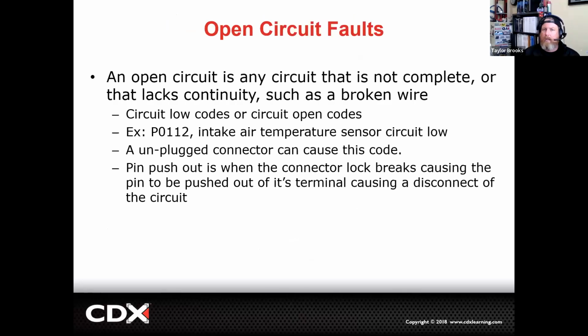Now, to wrap everything up, I kind of want to go over the 3 main types of diagnostic codes. The first is going to be open circuit. So an example of an open circuit means that there is a lack of continuity between wires.